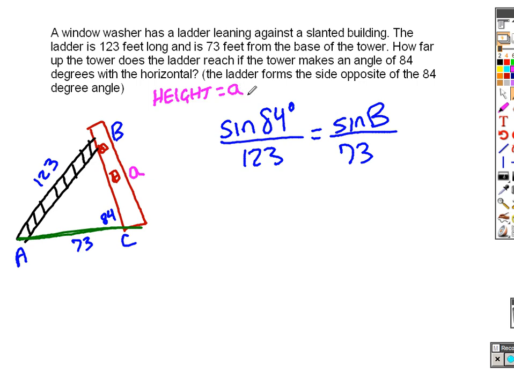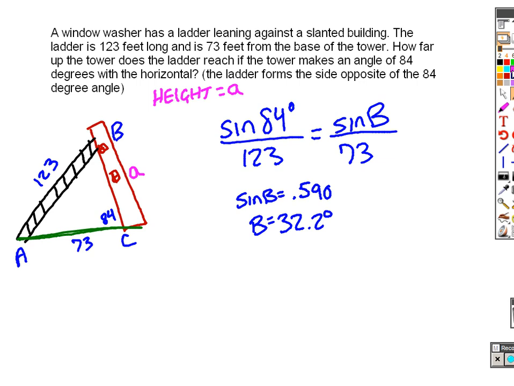But we can't quite get to that yet. So we've got to go one step at a time. First, find angle B. Cross multiply, you should end up getting that sine of B is equal to 0.590 when you do your division. So then the inverse sine of both sides means that B would equal 36.2 degrees.